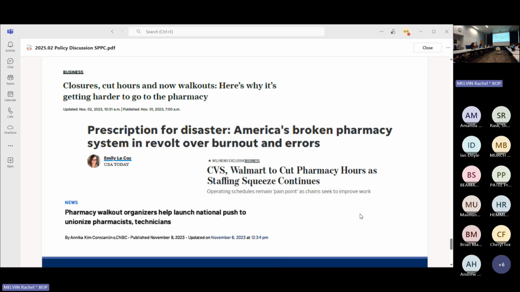And while certain things have improved in terms of staffing, workload, working conditions, et cetera, it's certainly still on the forefront of everyone's consciousness. And you can see evidence of that by articles that are continuing to come out month after month that focus on these practice conditions in the pharmacy world.